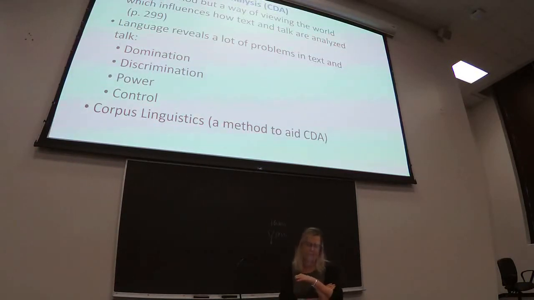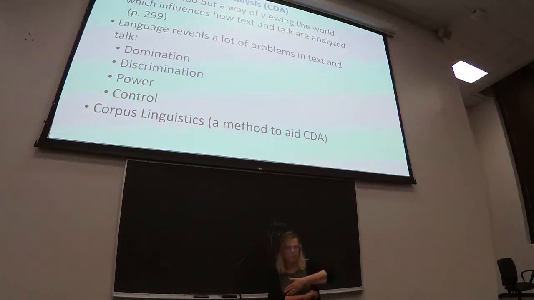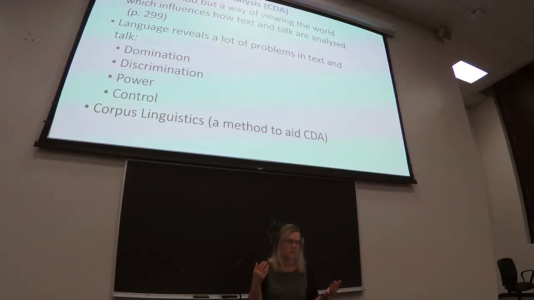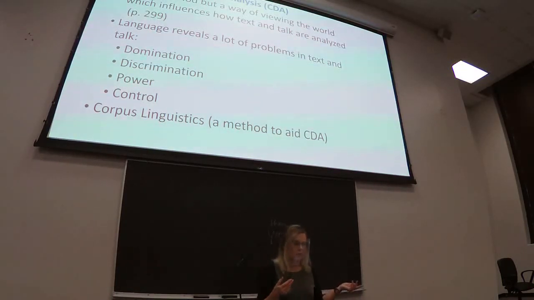So language can reveal a lot of problems in text and in talk that are reflections of problems in the world. This is a very social approach, and the next chapter is about social justice, so this feeds into that. It looks at relationships such as domination, discrimination, power, and control. And that is, of course, reflected in language.